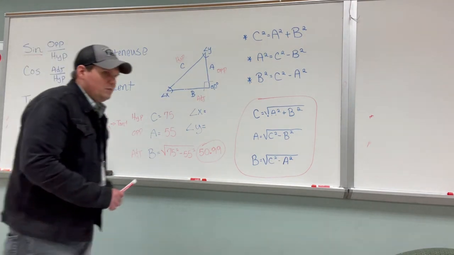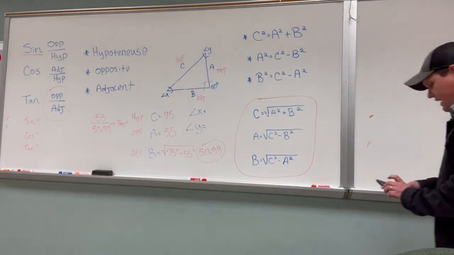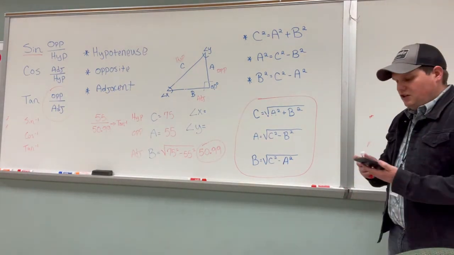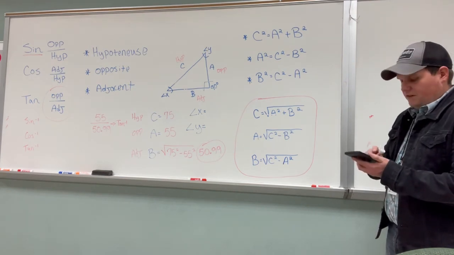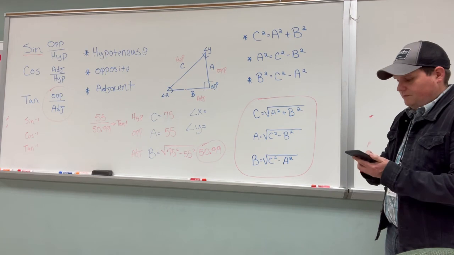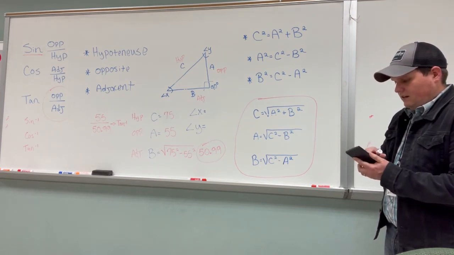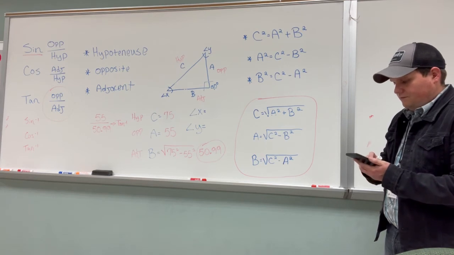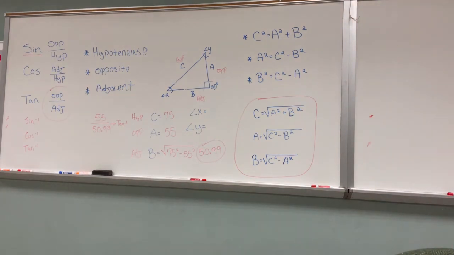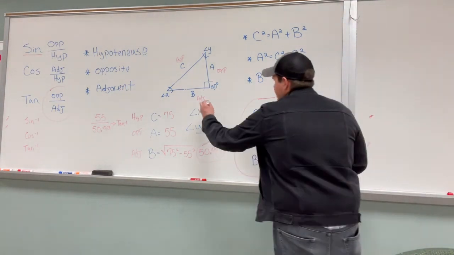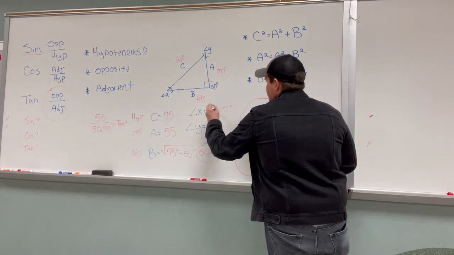Okay? So everybody do that in their calculator. If you have the TI-30XA, just do your division first. So 55 divided by 50.99, and then take the inverse tangent of that. And you should get 47.17 degrees.